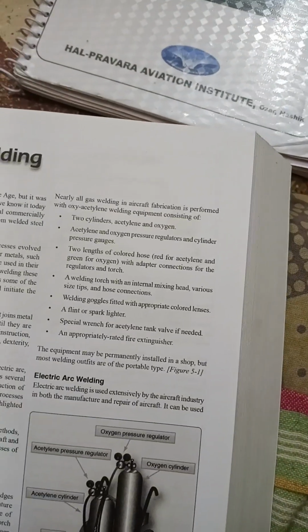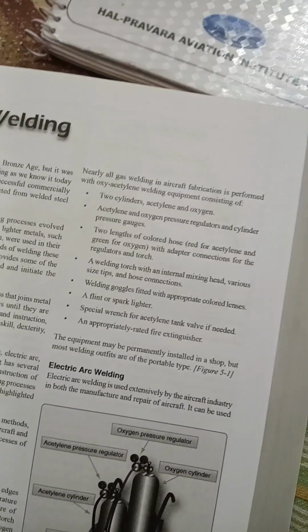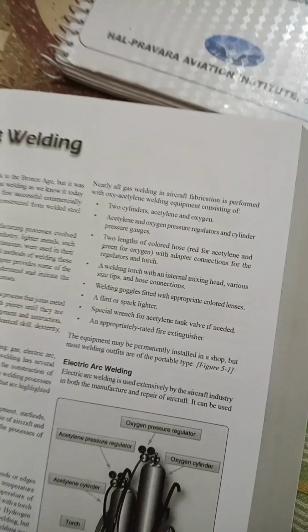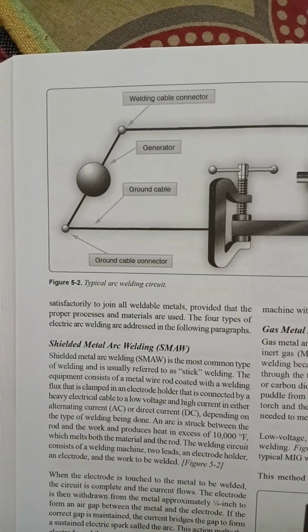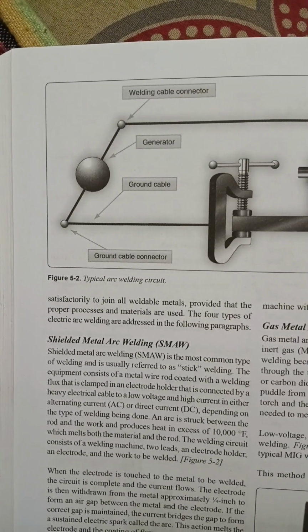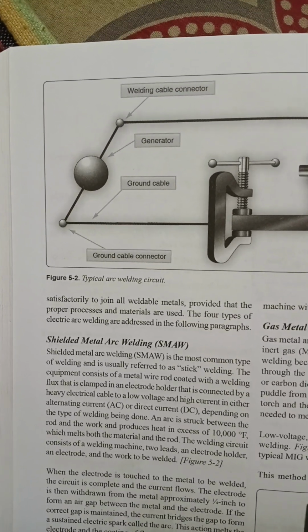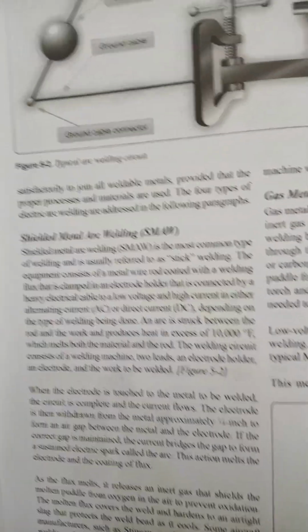Electric arc welding. Electric arc welding is used extensively by the aircraft industry in both the manufacture and repair of aircraft. It can be used satisfactorily to join all weldable metals, provided that the proper processes and materials are used. The four types of electric arc welding are addressed in the following paragraphs.